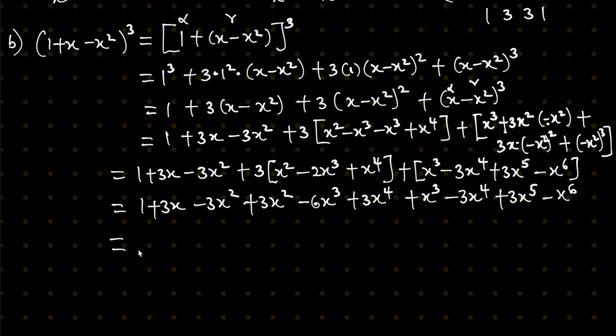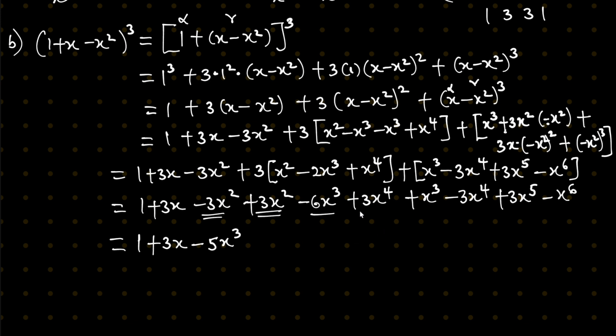So let's do what is needed to be done. There are no other constants, so we pick 1. No other x to the power of 1, so we just write 3x. Now let's check x to the power of 2. This and this automatically cancel out and we don't have any more. Okay, so we just go on to the power of 3. So we have minus 6x to the power of 3 and x to the power of 3. So this becomes minus 5x to the power of 3.